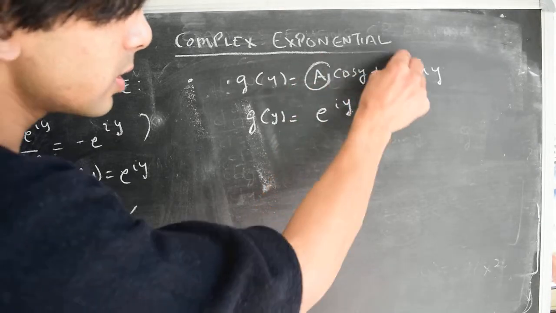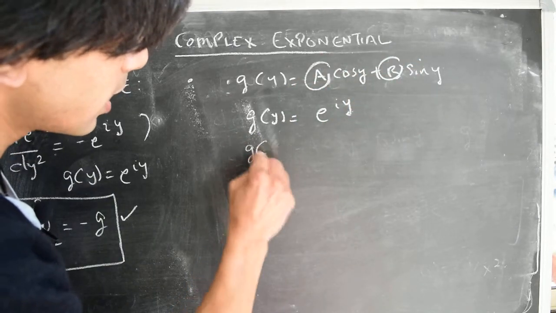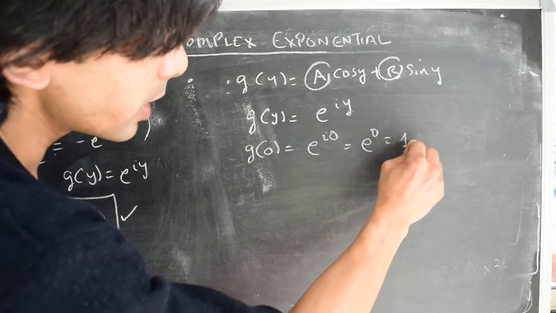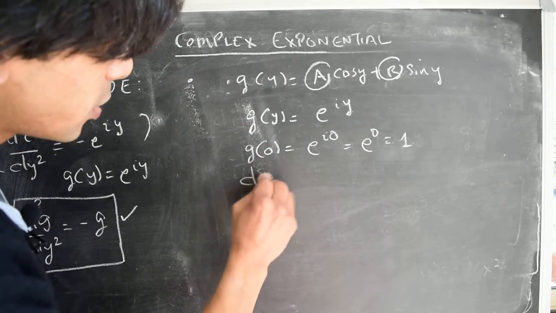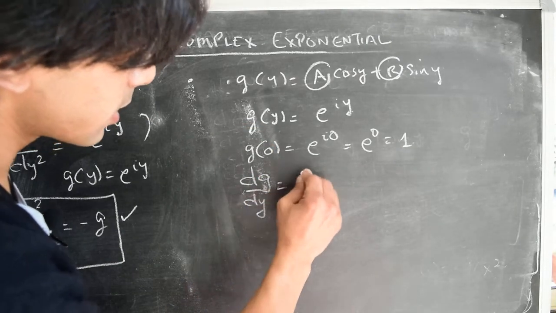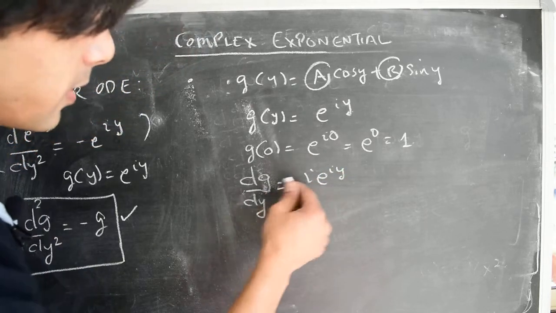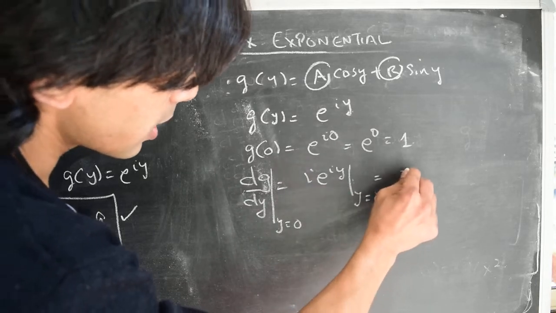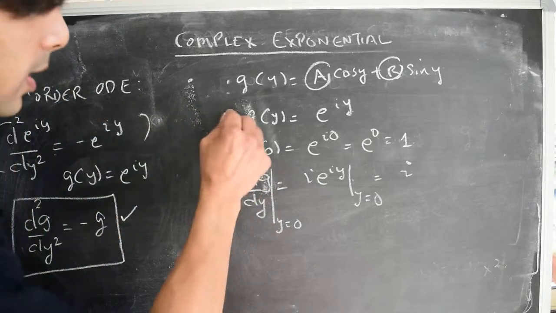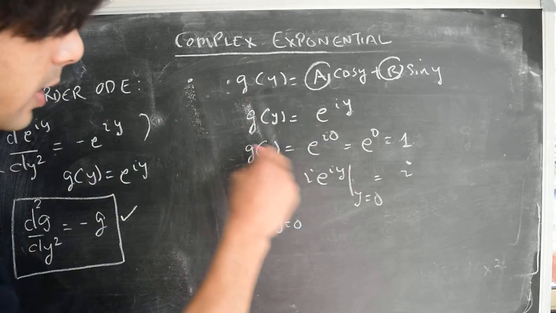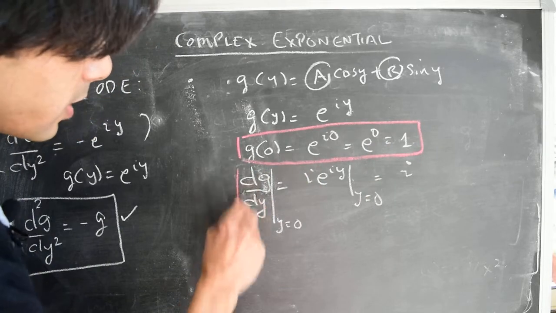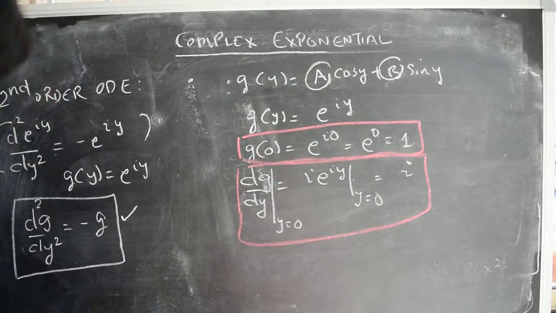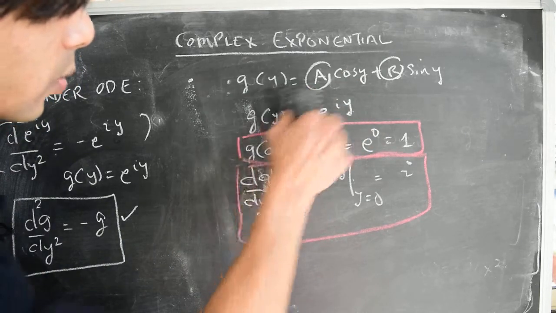Now we need to figure out these constants, but notice that g evaluated at 0 is e to the power of i times 0, which is e to the power 0, which is just 1. And if we differentiate this once, then dg dy is i e to the power iy, and if we evaluate this at y equals 0, then this is just i. So g(0) is 1, and the first derivative with respect to y evaluated at y equal to 0 is i, which gives us two conditions to determine these two constants.